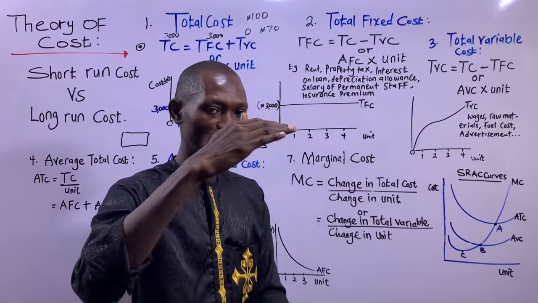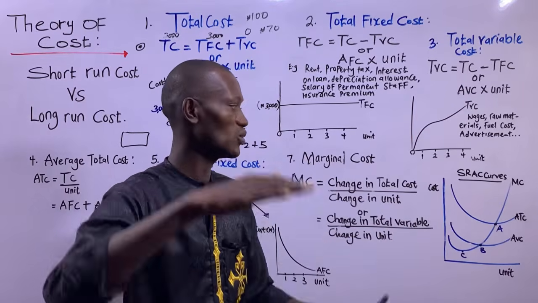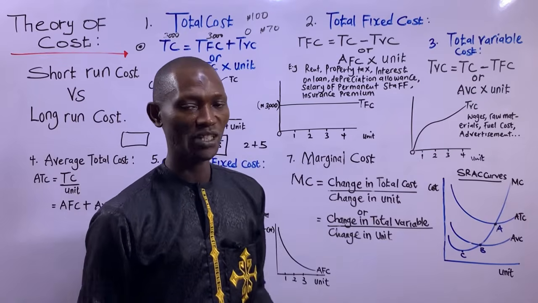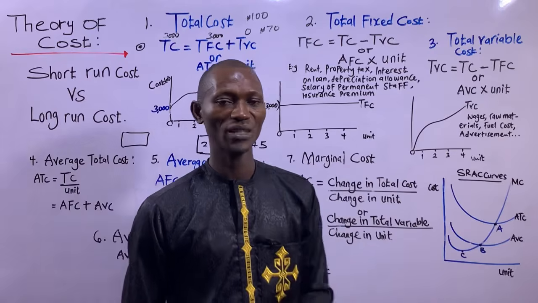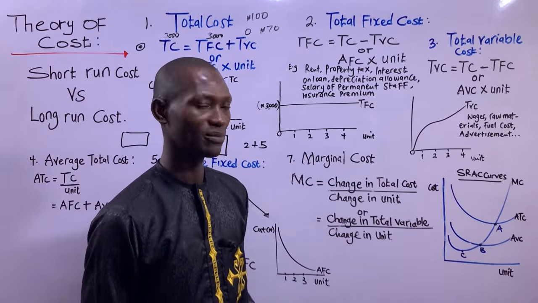But as you start producing, the more you produce, the more your total variable cost. It's just that for a firm to produce more, you have to incur more total variable cost. That's basically what that means.